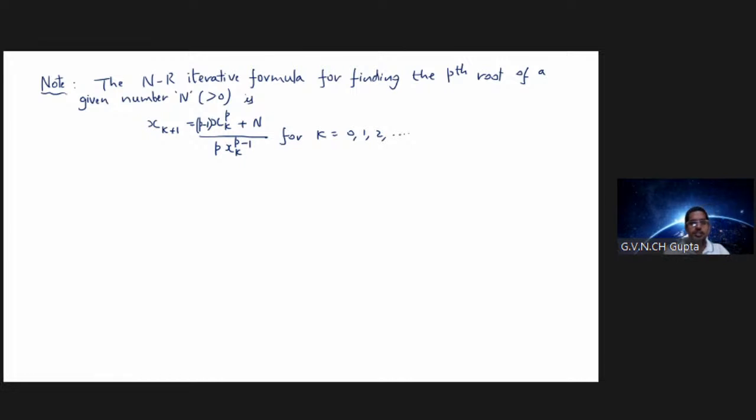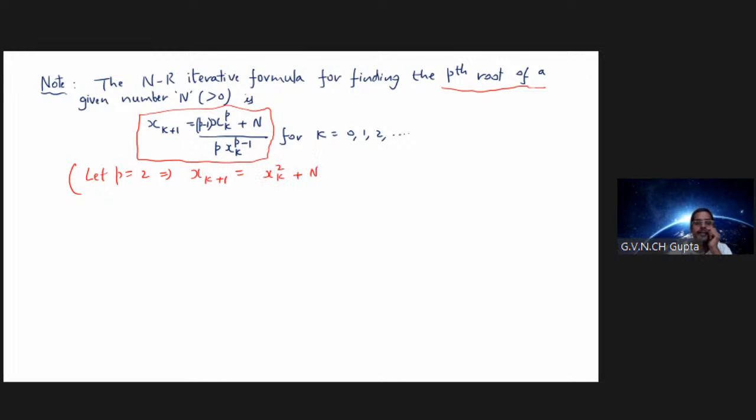I will prove a particular case so that you will remember this general case, that is pth root, easily. See, if I put p is equal to 2, that is the square root, you will be getting x(k+1) is equal to (xk square plus n) divided by 2xk, the square root of n from NR method. This is directly obtained.